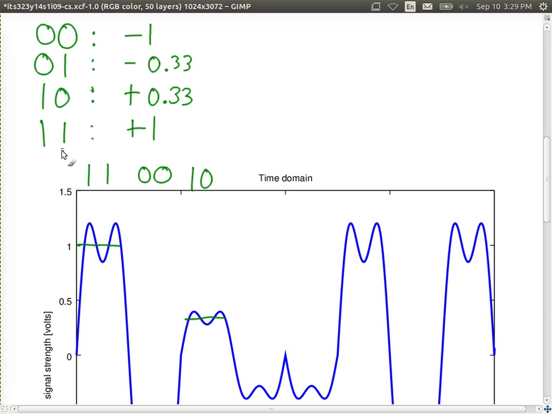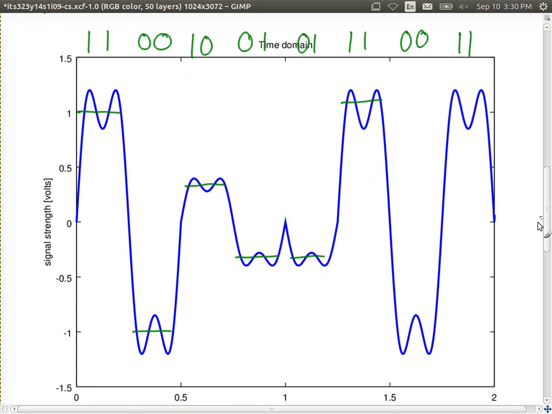So if you cannot remember, you see: 00, -1; 11, +1; 01, -0.33; 10, +0.33. Here we have -0.33, so it must be 01. -0.33, 01 again. +1, 11. Down the bottom it's 0011. We'll come back to the scheme.